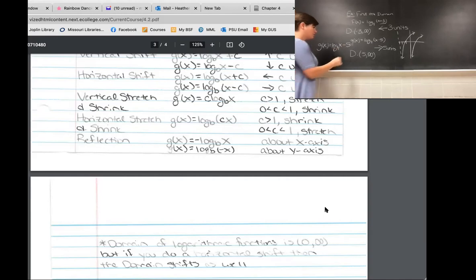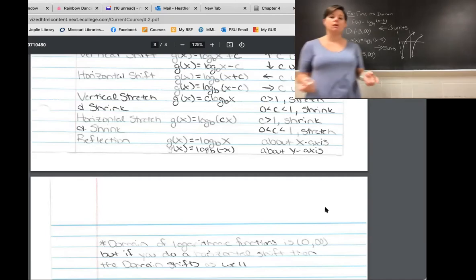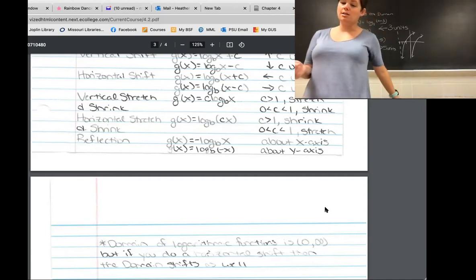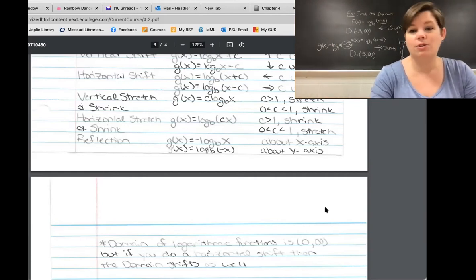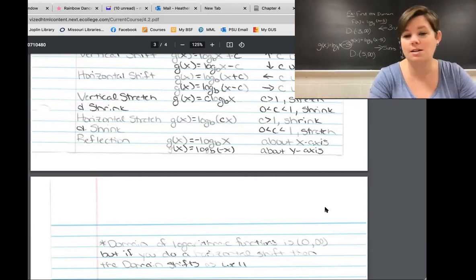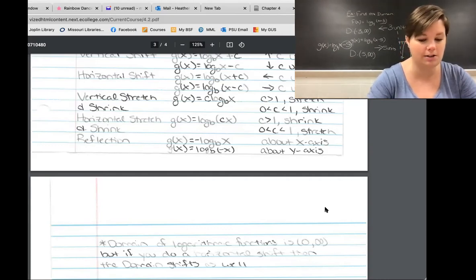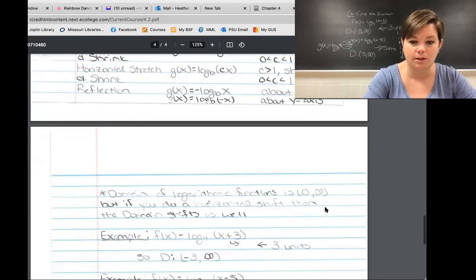That's a vertical shift, and that tells you we're going to go up and down 5 units. But that doesn't do anything left or right, so that doesn't actually affect our domain. So you need to make sure that the transformations they are asking about in the problems are actually horizontal shifts. If they're not a horizontal shift, it doesn't affect your domain in this case. So be aware of that on your homework.